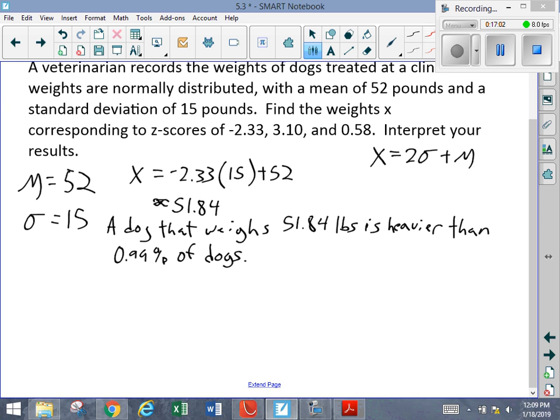So the next one, so we did that one. The next one was for a value of, so we'll call that A, let's go B. The next one was for a z value of 3.10. Figure out what that is. 3.1 times 15 plus 52, we get 98.5 pounds.